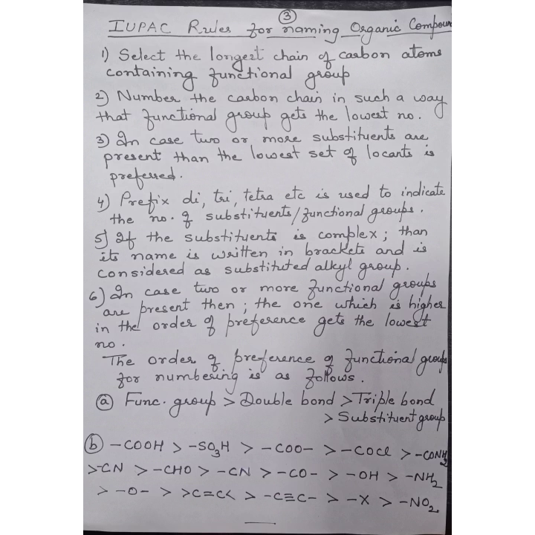In case two or more functional groups are present, the one which comes higher in the order of preference is given the lowest numbering. If functional group, double bond, triple bond and substituent are present, then functional group is greater than double bond, greater than triple bond, greater than substituent. Order of preference is followed when more than one functional group is present. The one which comes higher in the order of preference always gets the lowest numbering.